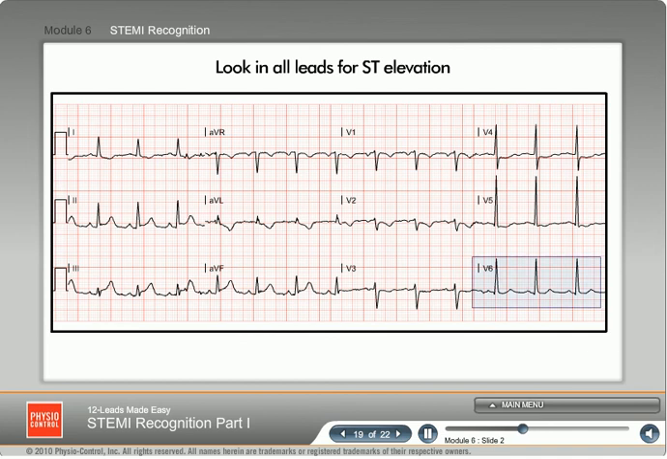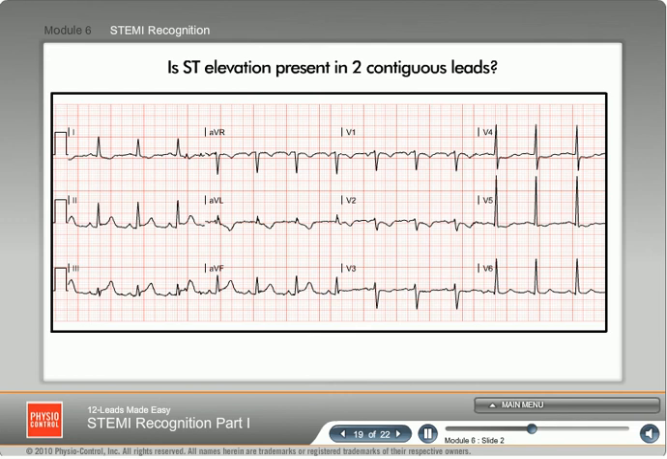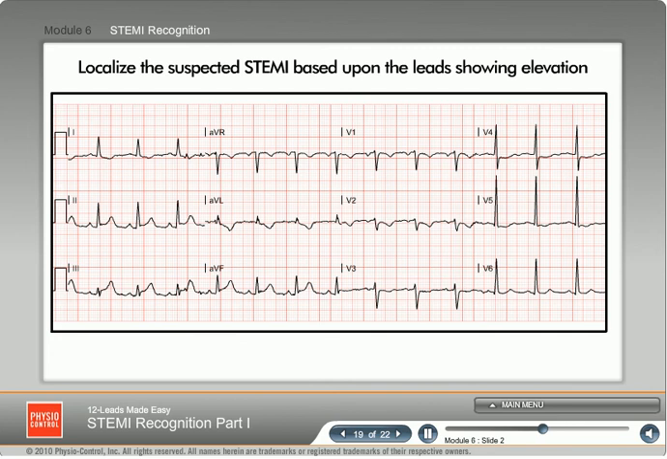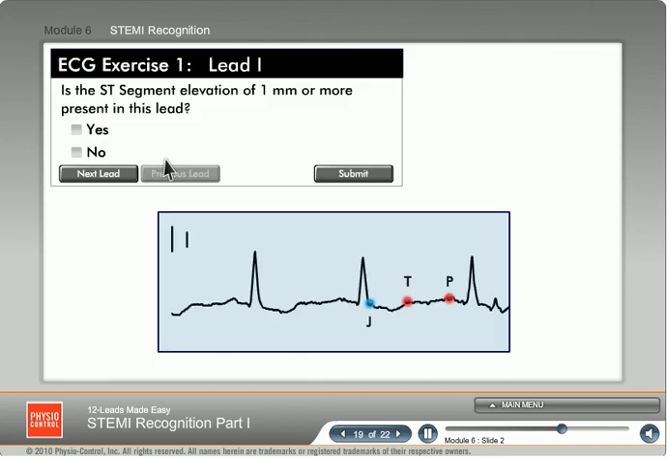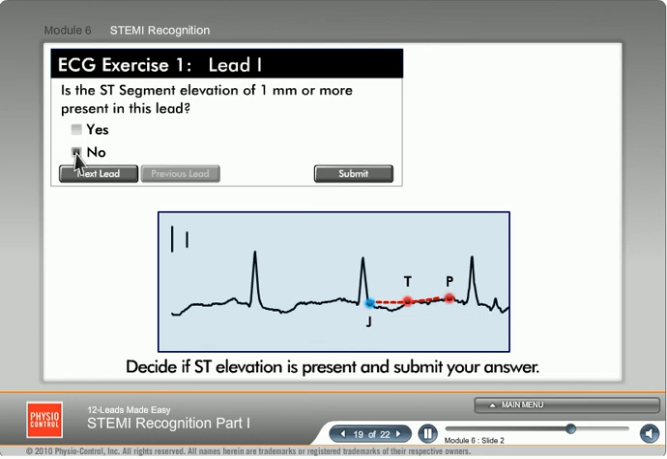When you're done, answer this question. Is ST elevation present in two contiguous leads? If so, suspect STEMI. You then localize the STEMI based upon the leads showing elevation. To get you used to this process, we have two 12 leads for you to analyze. Start by clicking on lead 1 and analyze the ST segment. Next, decide if ST elevation of 1 millimeter or more is present and submit your answer.